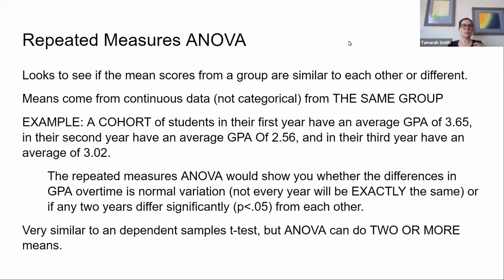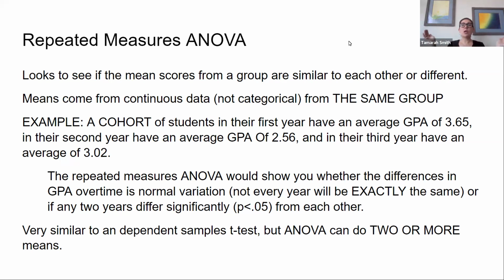So we are no longer looking at group A versus group B to see if they are different. We are looking at one group of people, and we've got data from them at multiple time points or multiple measurements, and we want to look to see if those multiple measurements or time points are the same or different.